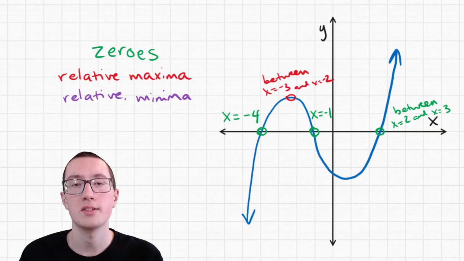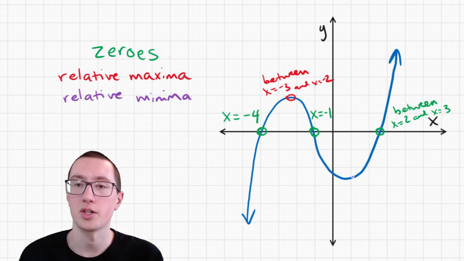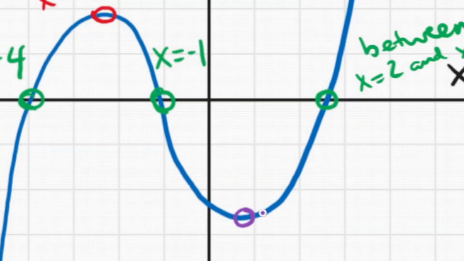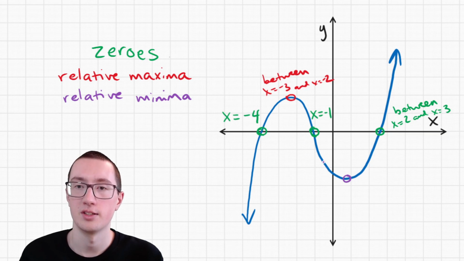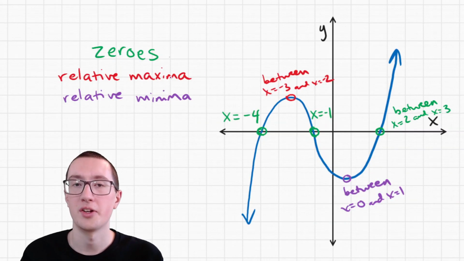And now finally we have relative minima, which is just the same thing, but it's the smallest numbers in a little area. In that case, we only have one here, and it's this one. This is the smallest number in this little valley here. And it looks like it's between x equals 0, which is just right on the line, and x equals 1, which is 1 to the right. So we're going to say that this is between x equals 0 and x equals 1. So this is how you find zeros and relative maxima and minima on a graph.